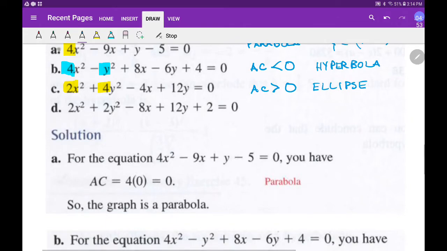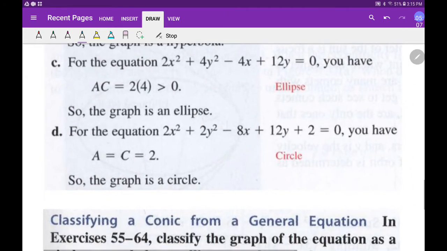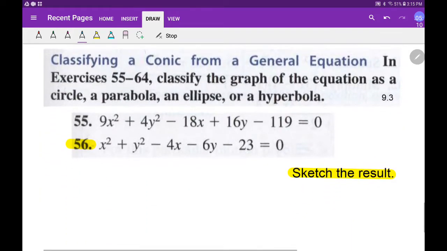Okay, now we get this other case where they're equal. Well, if they're equal, then that means it's a circle. A is equal to C, and that's a circle. And you can see these examples, but this is what's going on. So we're going to look down here and classify the graph of the equation as a circle, a parabola, an ellipse, or a hyperbola. So I look over here and I say 9 and 4, they're both there, and AC is greater than 0. So I would say that this must be an ellipse. All right.